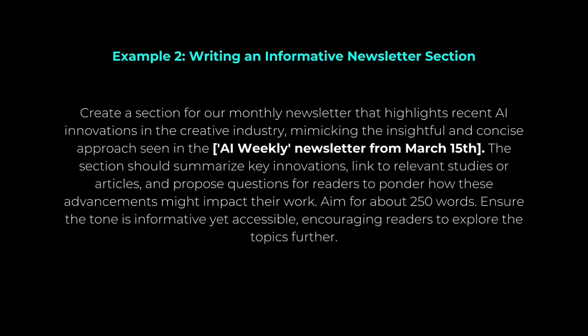So for our next example, let's talk about how we could use this for a monthly newsletter. Create a section for our monthly newsletter that highlights recent AI innovations in the creative industry, mimicking the insightful and concise approach seen in this newsletter. These sections should summarize key innovations, link to relevant studies or articles, and propose questions for readers to ponder how these advancements might impact their work. Aim for about 250 words. Ensure the tone is informative yet accessible, encouraging readers to explore the topics further.